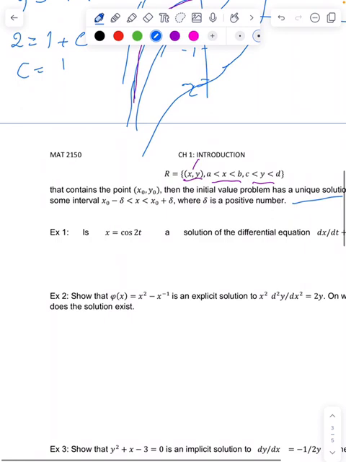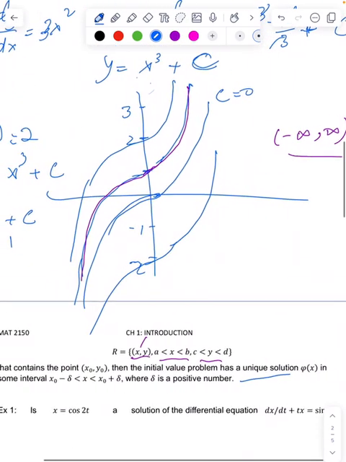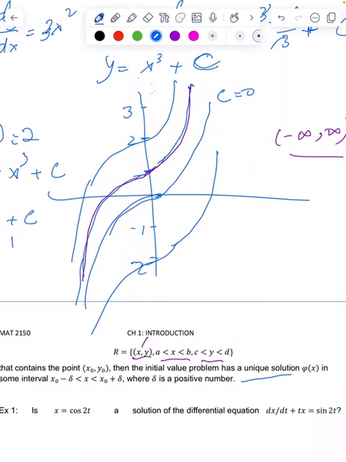Phi of x in some interval. Now the solution is not going to be on the rectangle. The solution is going to be on the interval x naught minus delta is less than x is less than x naught plus delta. So what does that mean? How do you interpret that? It is basically an interval around x naught, or with center at x naught.